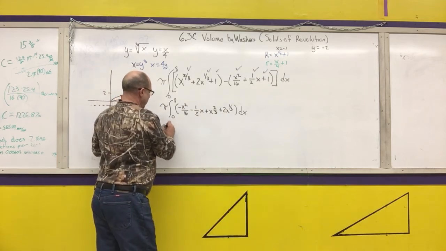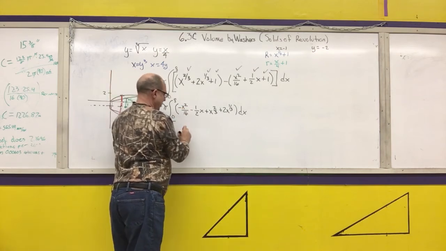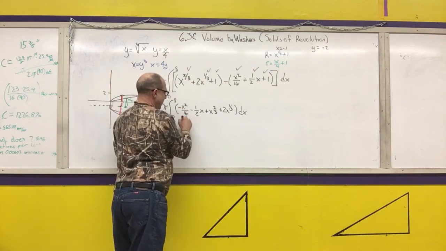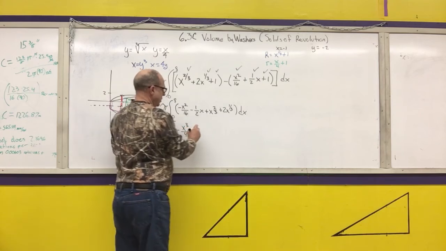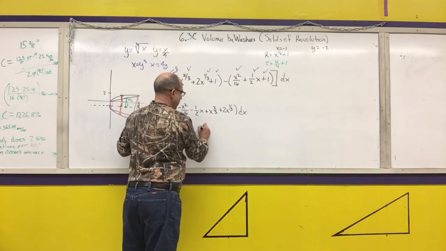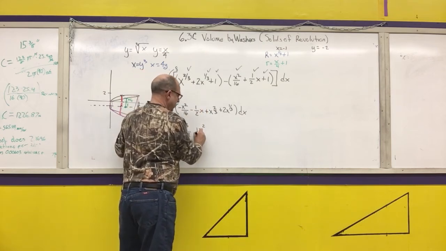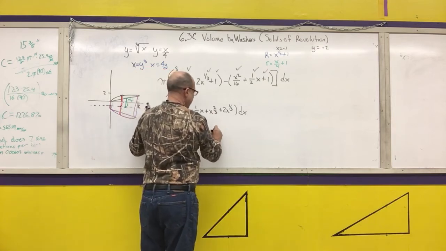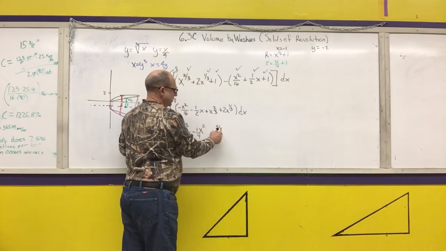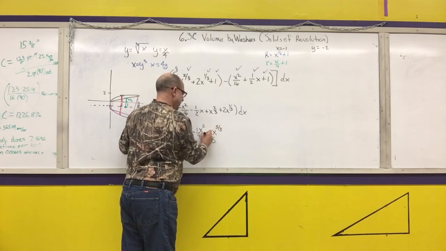So the anti-differentiation step: add 1 to the exponent, divide by the new exponent would be 48 with a minus sign. Add 1 to the exponent, divide by the new exponent, 1/2 divided by 2 is 1/4 with a minus sign. Add 1 to the exponent, which is 5/3. Dividing by 5/3, same thing as multiplying by 3/5 with a plus sign.